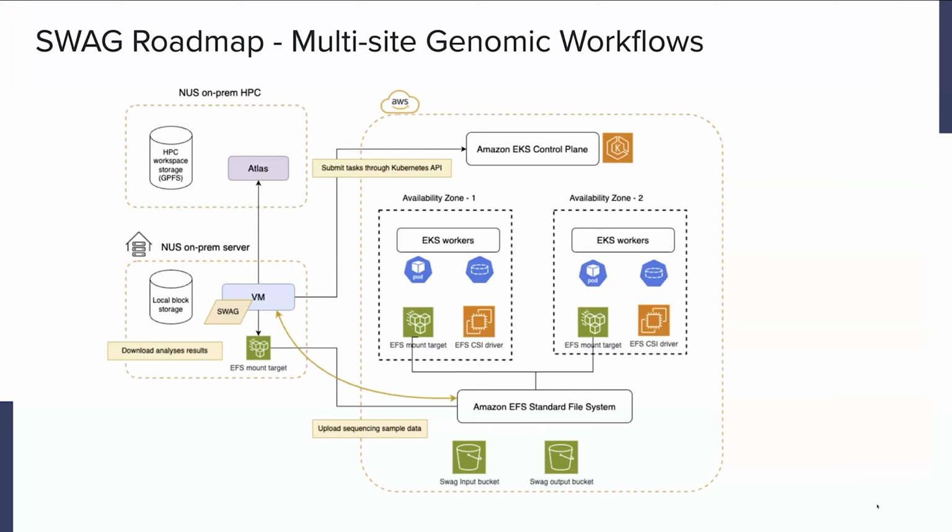So this is our roadmap to basically build a multi-site genomic workflow. So we are planning to make use of AWS, specifically Amazon EKS, the Kubernetes API, to basically submit jobs over Parsl. And we are planning to use Amazon EFS to create a shared file system so that tasks can easily access inputs and share their outputs with the downstream tasks.